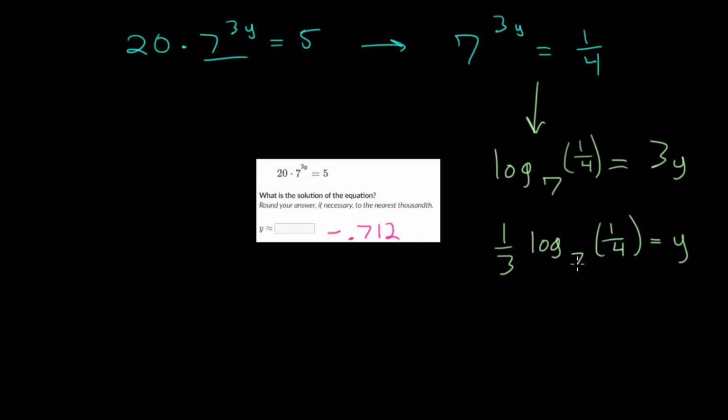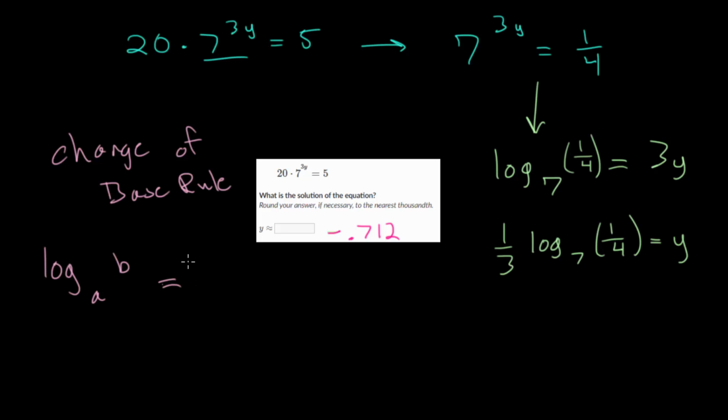But what do you do if you don't have that button? For that, we'll need to use the change of base rule. So let's just remember that. The change of base rule is that when you have, let's say, log base a of b, you can change this so that we have a quotient of two logarithms where b is in the top, a is in the bottom, and you can make the base whatever you want. So this is equal to log base, let's call it c, of b, divided by log base c of a.